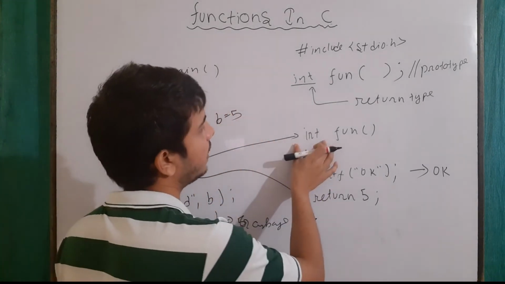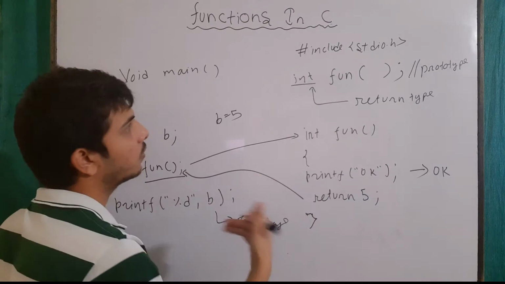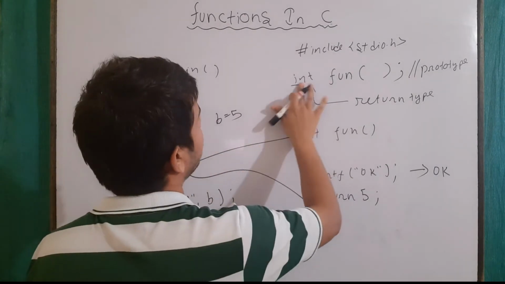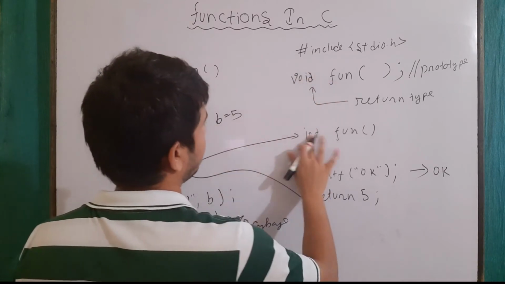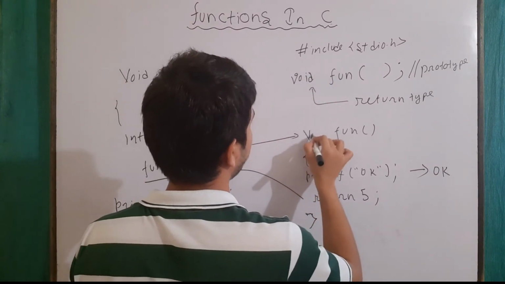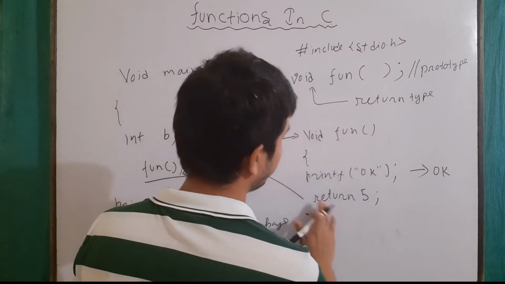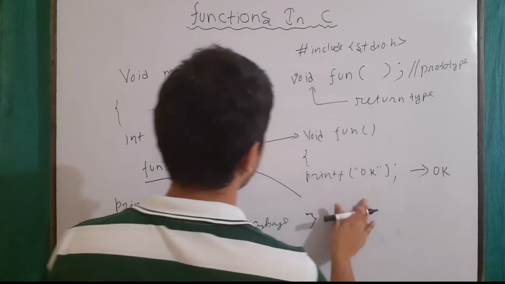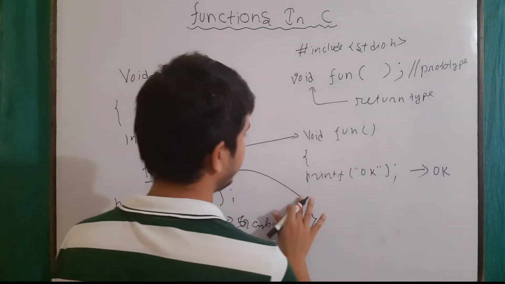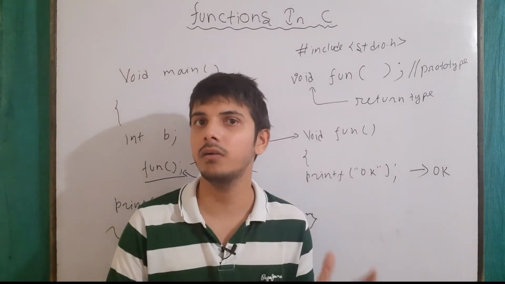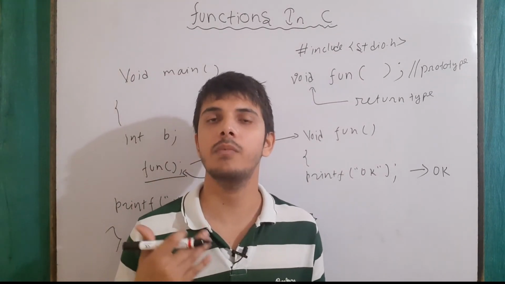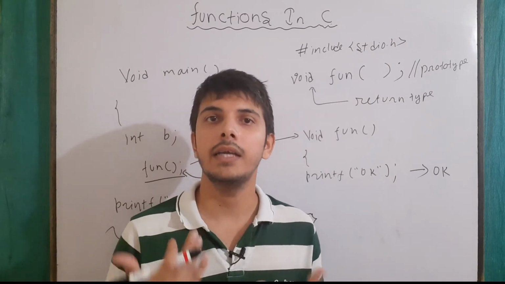We can use here integer, character, float, any data type. We can also use void. Void means we are returning nothing. Nothing will be returned by this function. And when we are using void, we cannot use the return keyword, because that is used when we want to return some value, whether it is of character type or float type or integer type.